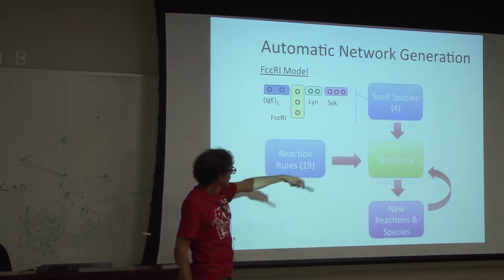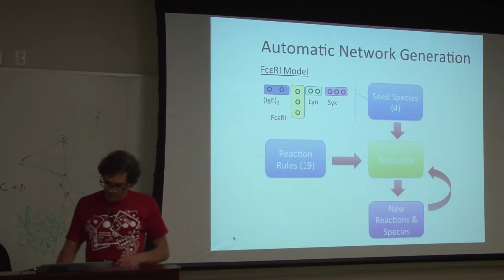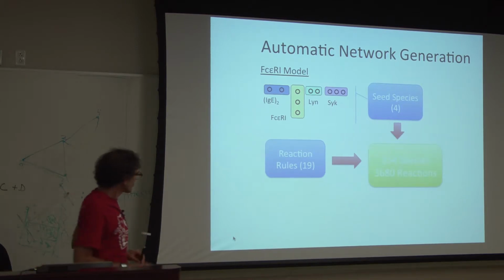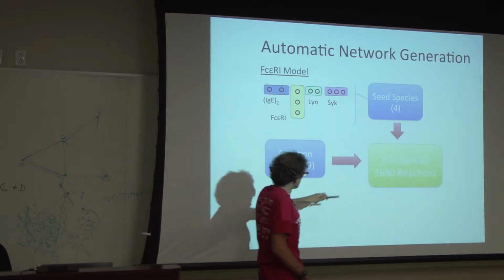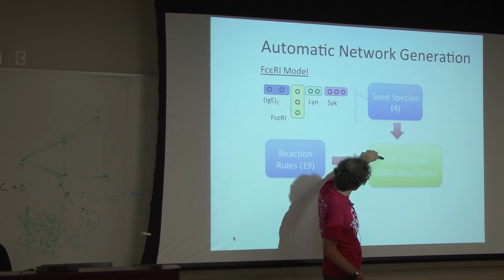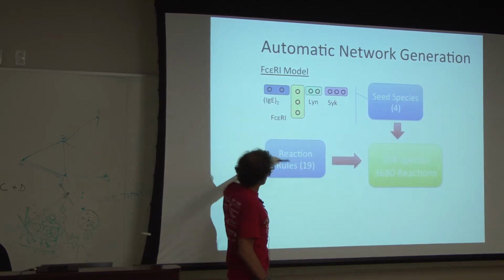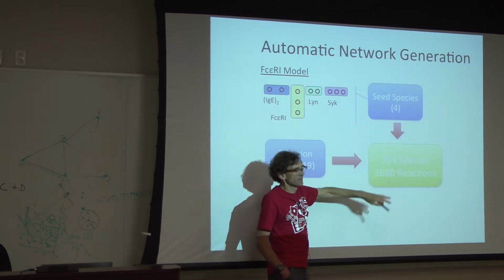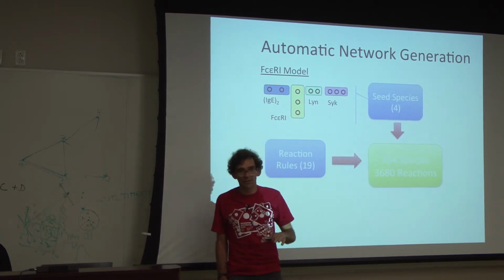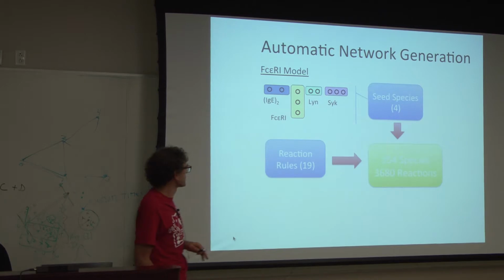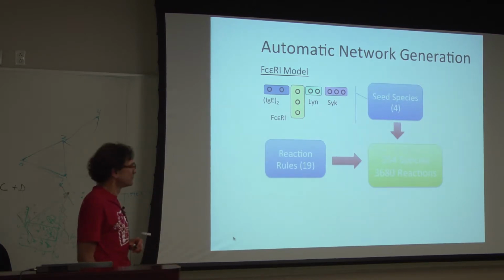And we keep doing this in an iterative fashion until we build up, in this case, a network of 354 species and 3,680 reactions. And when we apply the rules to that set, no new reactions are generated. We're done. So we have convergence there. This is a closed system.